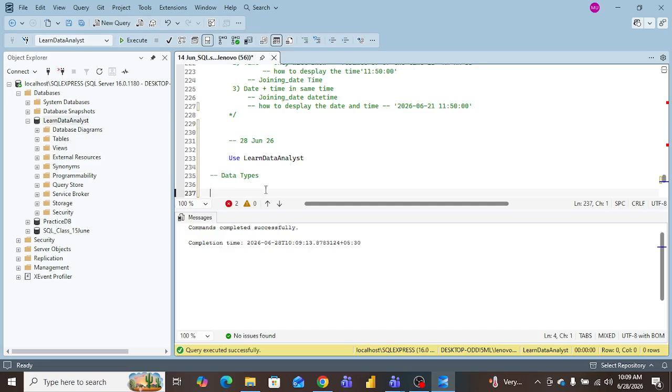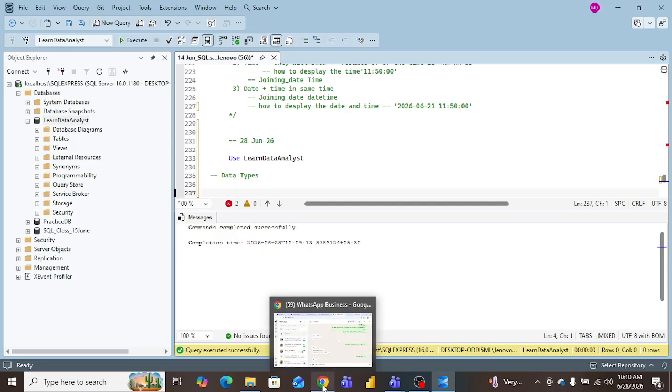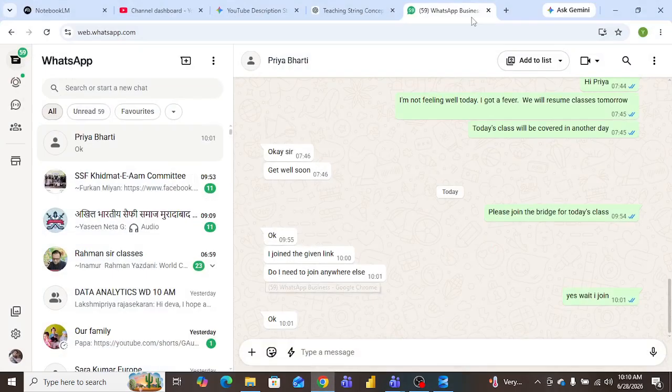Can you tell me the different types? There is the numerical data type and the string data type. In numerical there is integer, big integer, decimal, float. In string there is char, varchar, nvarchar, text.